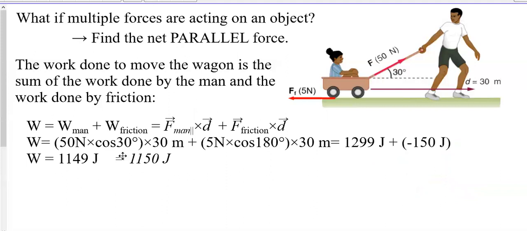So again, this is just back on here to kind of remind you that this is an example where negative work is done.